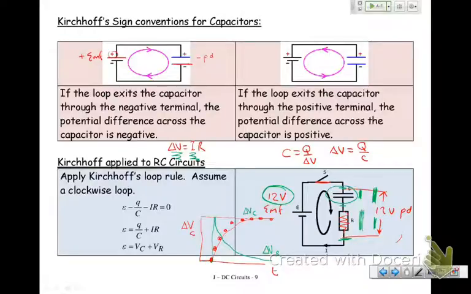As soon as you close that switch, what's the voltage drop across the resistor? 12 volts, because all the current is flowing. And in a long time, what's the voltage drop across the capacitor? 0. Oh, I'm sorry, 12 volts because it's fully charged. And what's the voltage drop across the resistor? 0, because there's no current flowing.